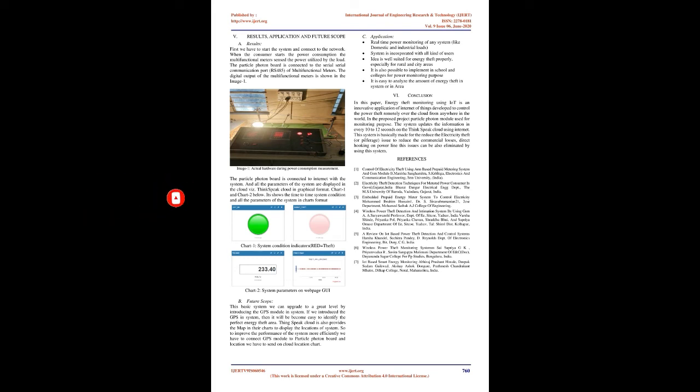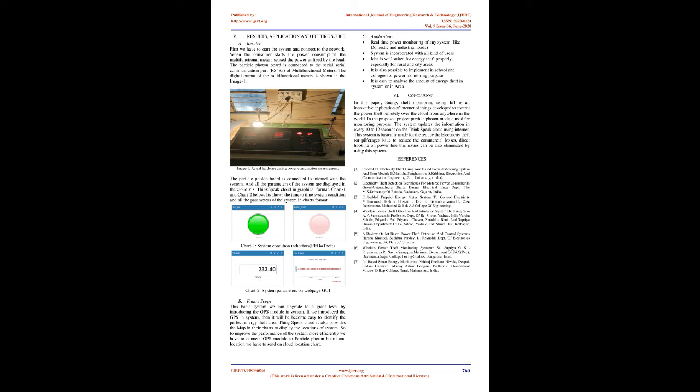B. Future scope. This basic system can be upgraded to a great level by introducing a GPS module in the system. If we introduce GPS in the system, then it will become easy to identify the exact energy theft area. ThingSpeak Cloud also provides a map in its charts to display the locations of the system. So to improve the performance of the system more efficiently, we have to connect a GPS module to the Particle Photon board, and send the location to the cloud location chart.